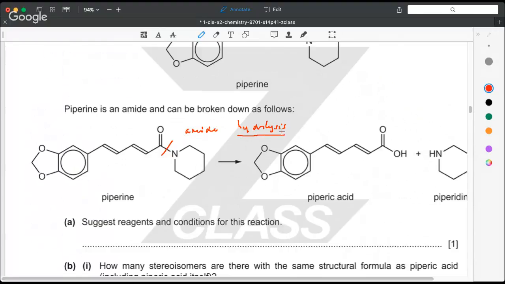Okay, lysis means breaking, hydro is water, and you're adding water across here. So reagents that you can use for that, you can use dilute hydrochloric acid, and you're going to warm that up, so you need to heat it. And that's a hydrolysis of an amide bond.